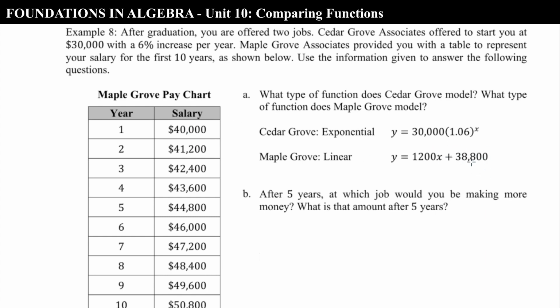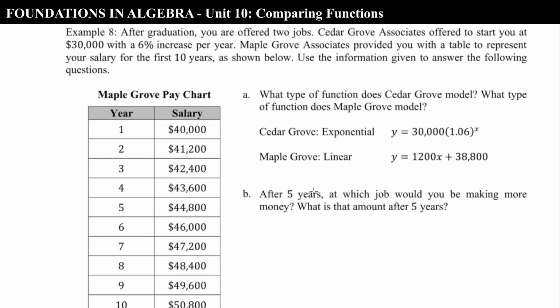Year 0 is our y-intercept, so we're going to subtract 1,200 from 40,000 to model our value here. Because if you're starting at year 1, 1 times 1,200 gives you 1,200 plus 38,800 gives you the 40,000 that you start with. So that's how you model the linear one.